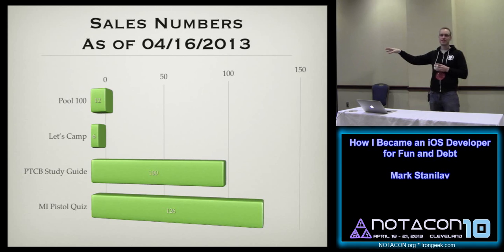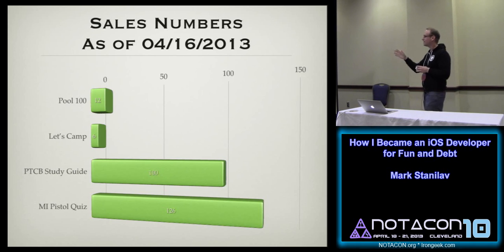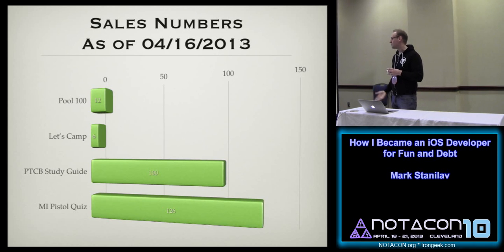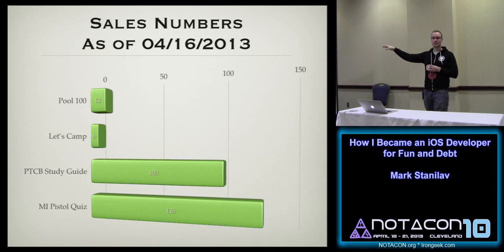People barely want to pay 99 cents for the best game ever. So I'm lucky I've sold 12 of those. Let's Camp, what is it, 6? Again, niche app. You could do it with a pen and paper if you really don't care, or a notepad app on your phone for some of the stuff anyways. So PTCB study guide has been out like 3 months maybe. So very clearly you can tell which of my apps has been really successful that are paid for, right? I have 3 paid apps, 1 free.